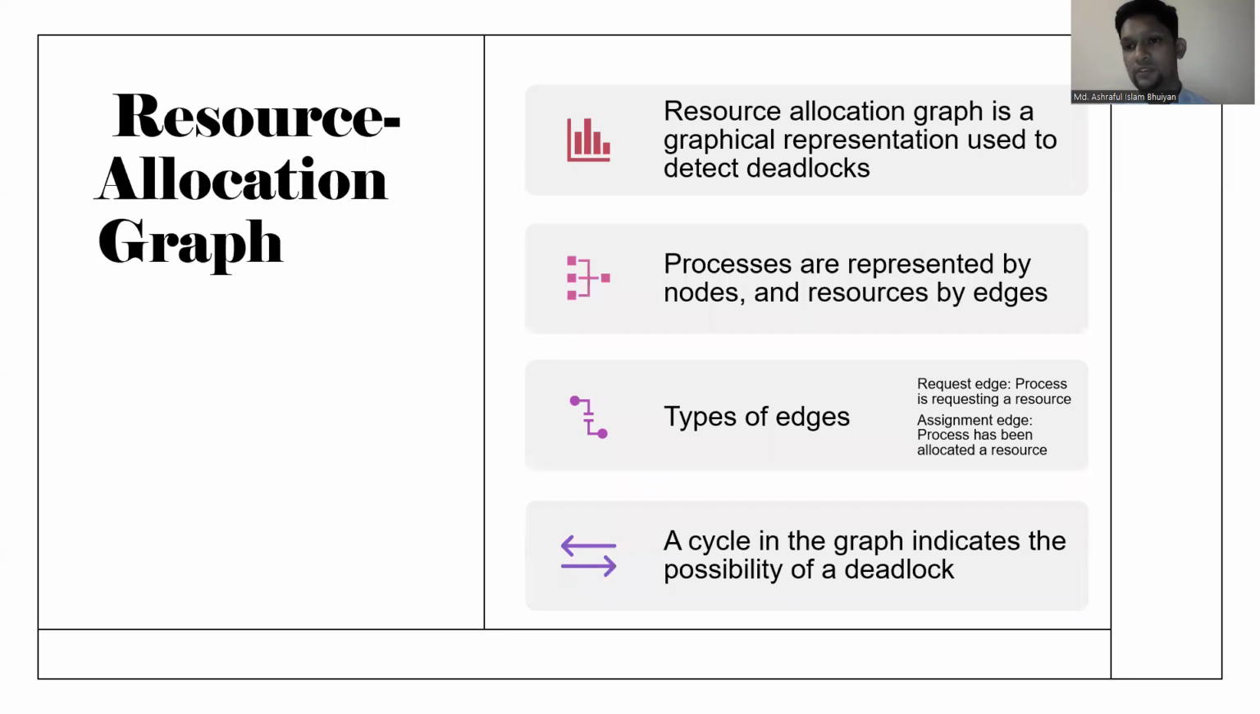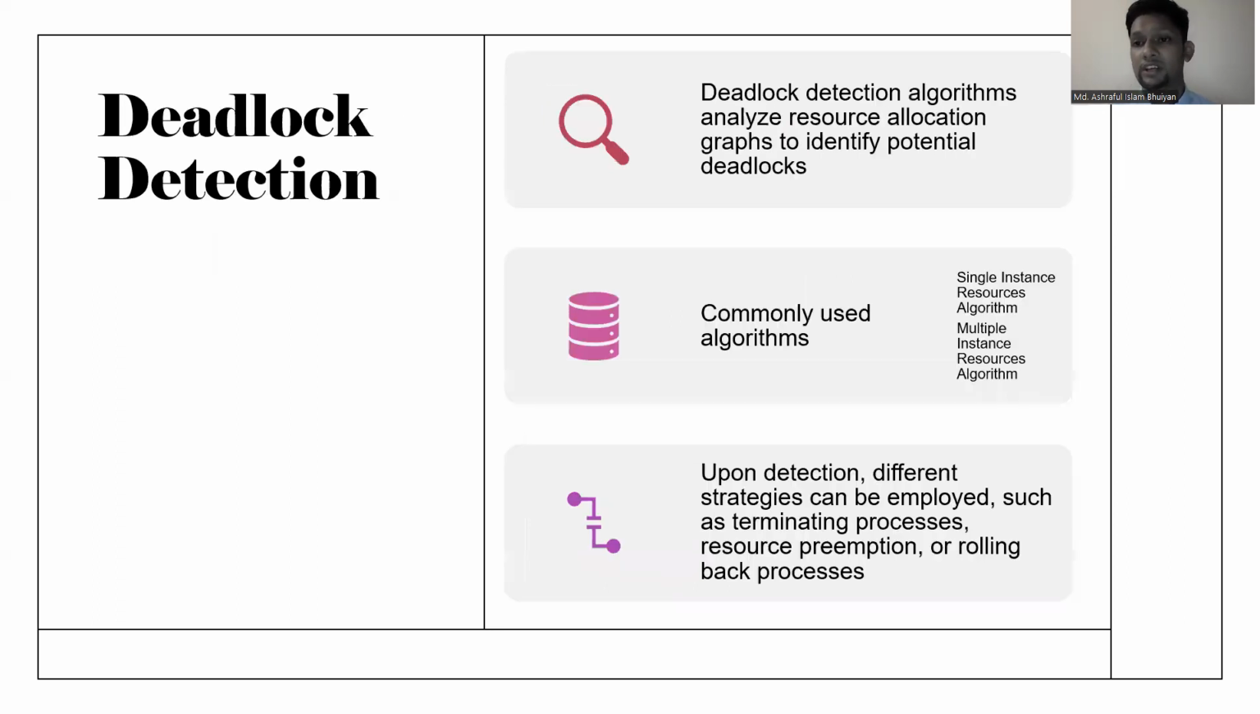Resource allocation graph. This is an important part of deadlock. Actually, a resource allocation graph is a graphical representation used to detect deadlock. Processes are represented by nodes and resources by edges. There are two types of edges, request edges and assignment edges. A request edge means a process is requesting a resource. And an assignment edge means a process has been allocated a resource. And then a cycle in the graph indicates the possibility of a deadlock.